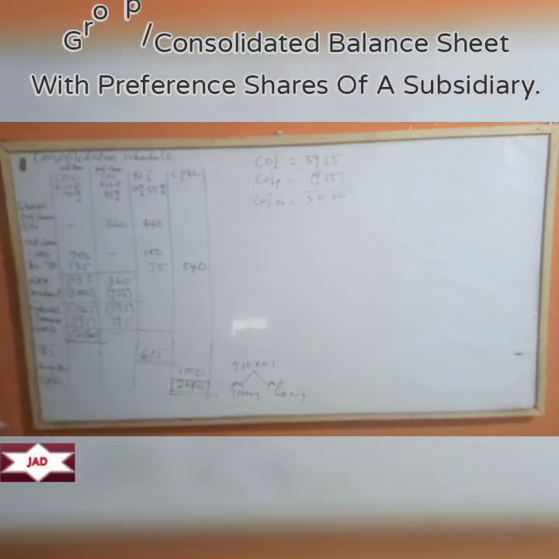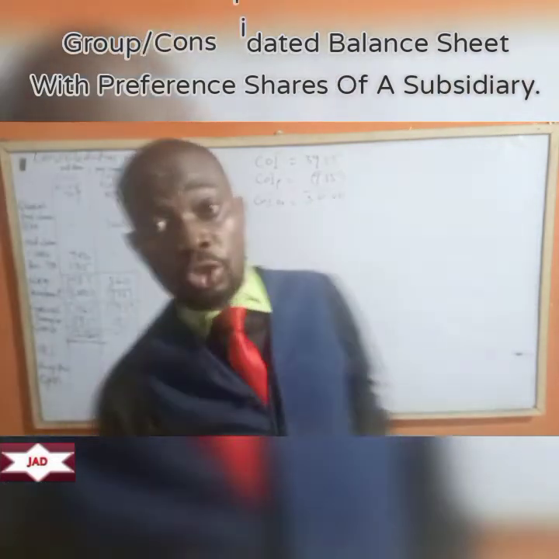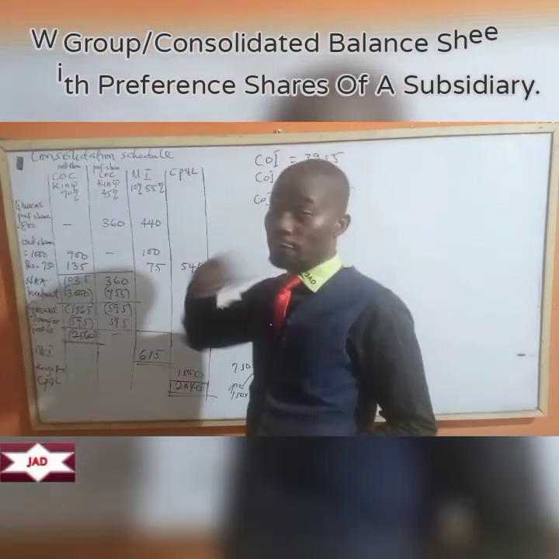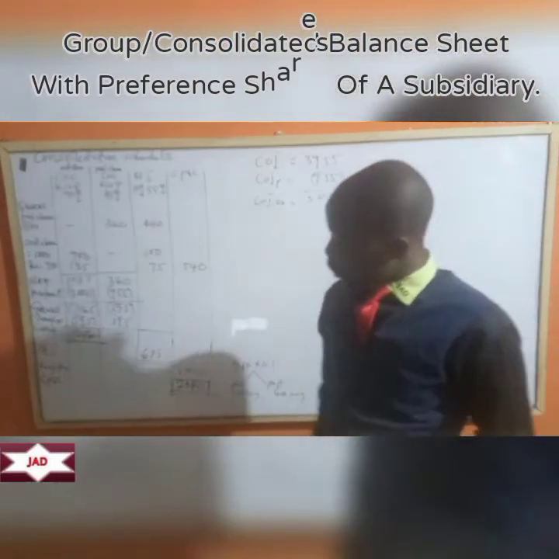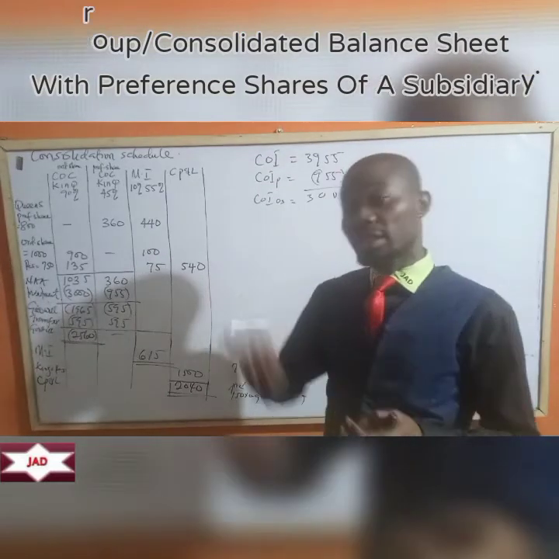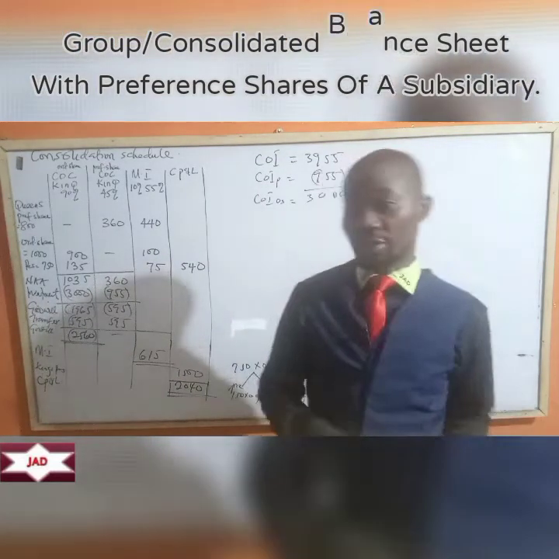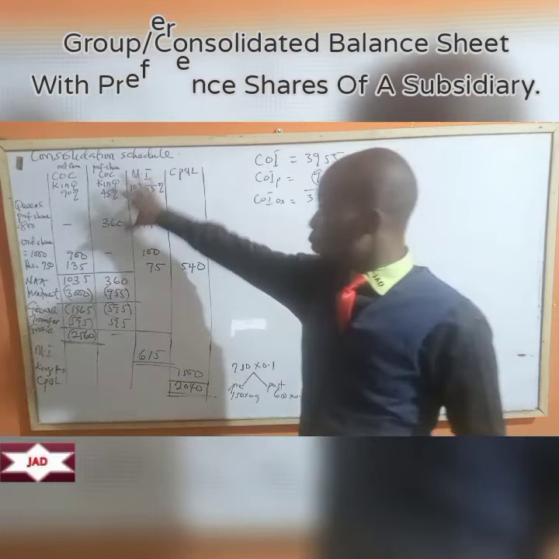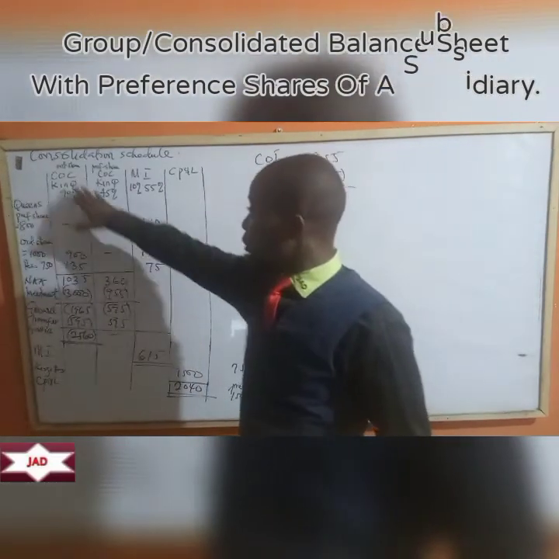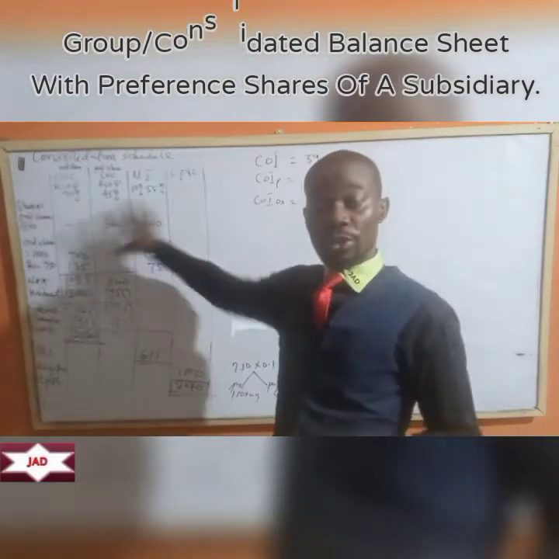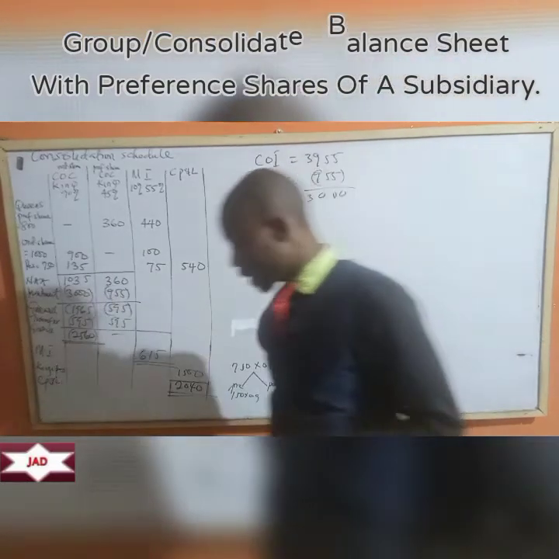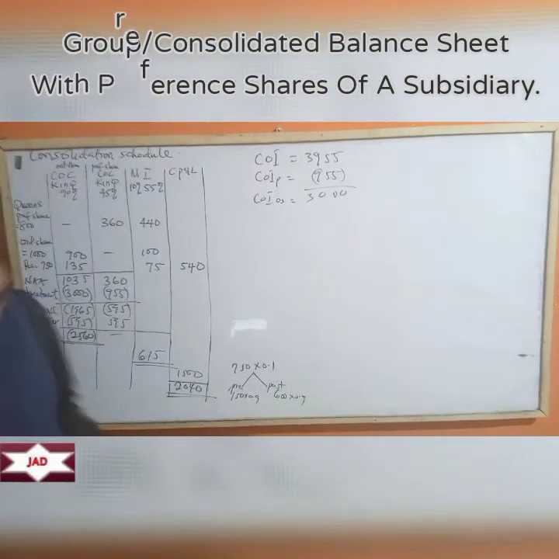So this is your consolidated profit and loss reserve. What we've done here is to prepare the schedule for a parent company that has investment in ordinary shares and preference shares of the subsidiary. So this is the preference share and the ordinary shares with minority interest with respect to the investment. Let's prepare the balance sheet now.